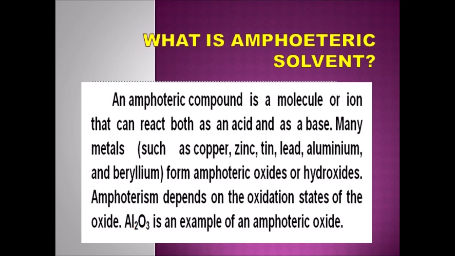Many metals such as copper, zinc, tin, lead, aluminium and beryllium form amphoteric oxides or hydroxides. Amphoterism depends on the oxidation states of the oxide. Aluminium oxide, that is Al2O3, is an example of an amphoteric oxide.